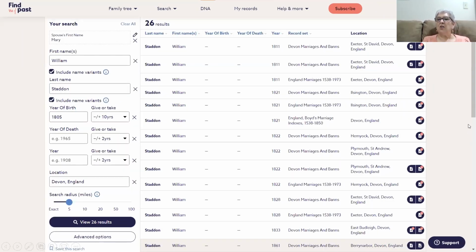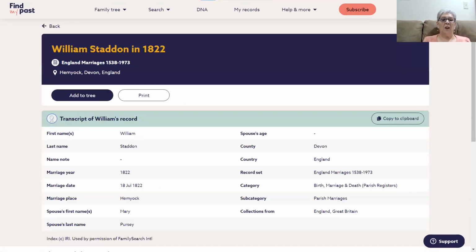I looked, you can see my little red check mark in the boxes, in the little circles. I checked all of them. I checked out every one of them. And guess what I found? I found a William Stadton in 1822 marrying Mary Percy in Hemyock.